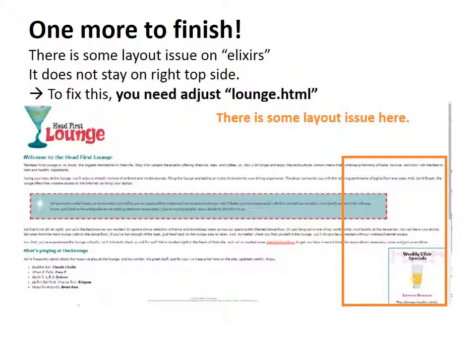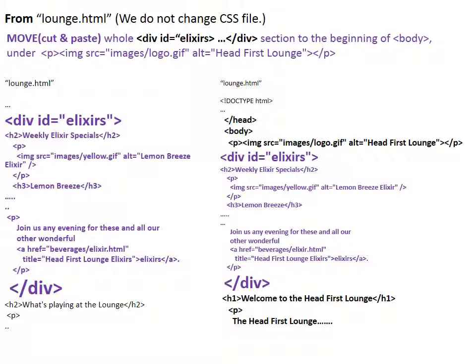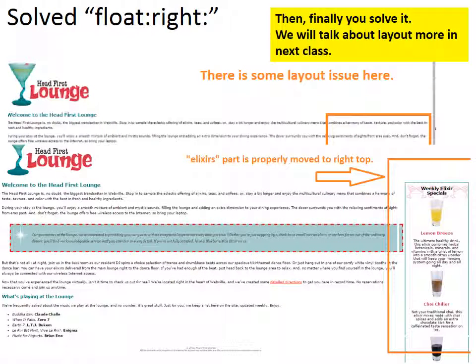There is one more design issue in lounge HTML. Float right for elixirs does not fit well. To fix the issue, move the whole div ID elixirs section to the beginning of the body. Then it will fix the design issue. By the way, I will talk more about this in the next lecture.